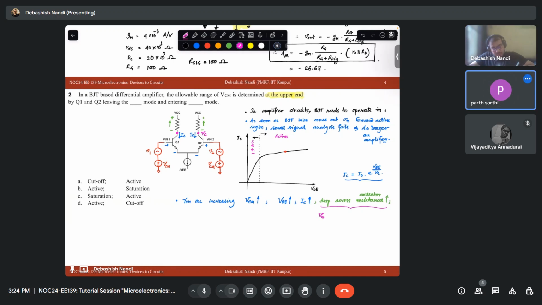IC increases. Why does VC decrease? Because VC is equal to VCC minus IC times, let's call this resistance RC, so IC times RC. So this quantity is increasing, so obviously your VC will decrease. That means your VCE decreases. Now focus on these two. In this configuration, if your VBE increases, your VCE decreases.